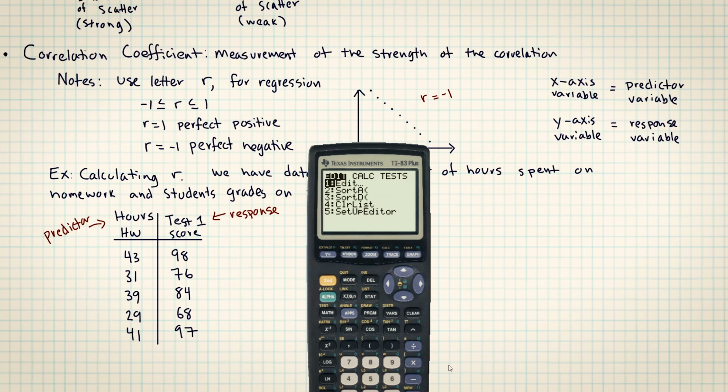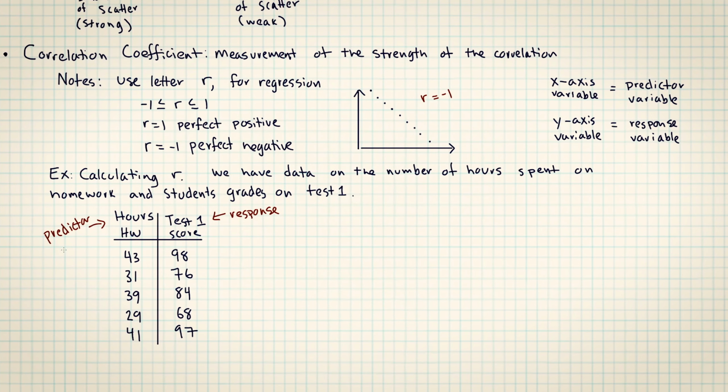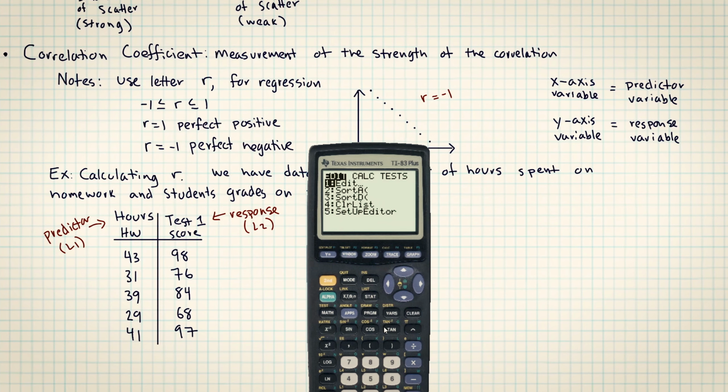The first step is to put the data in the calculator. It's important that you always make sure to put the predictor variable in as L1 and the response variable in as L2. Then what we're going to do is push the stats button, and then over in the calc tab, there's actually 2 choices for our answer.